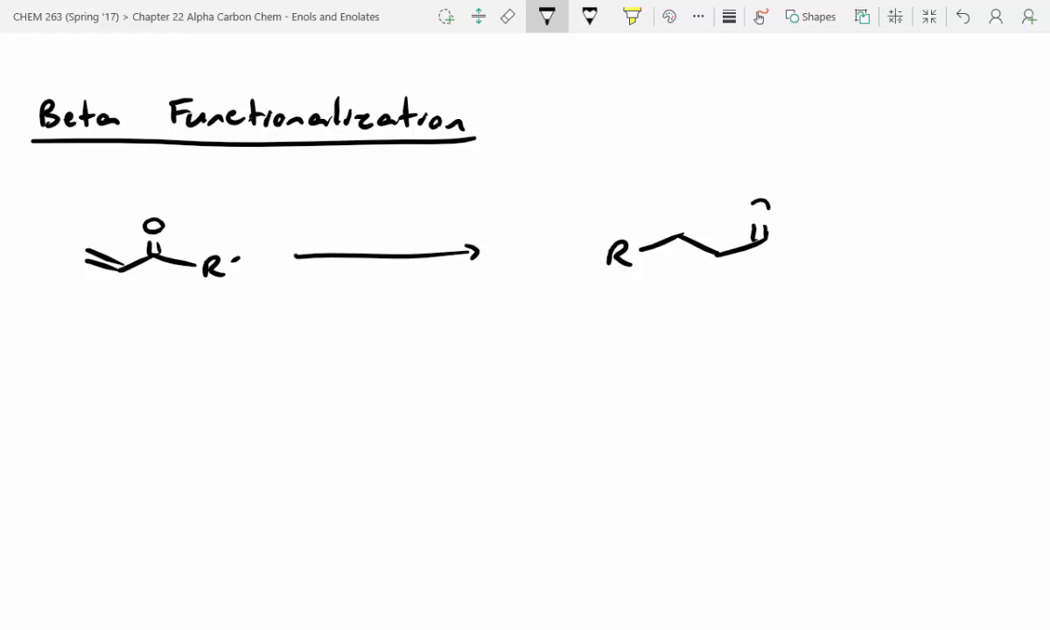How would I accomplish this transformation? Assume the R is a carbon. Could I just throw in a Grignard? No, what's the problem with the Grignard? It's too powerful. It'll attack the carbonyl carbon. So we need a less powerful reagent. Typically a weaker nucleophile will do conjugate addition. Which nucleophile do we need?